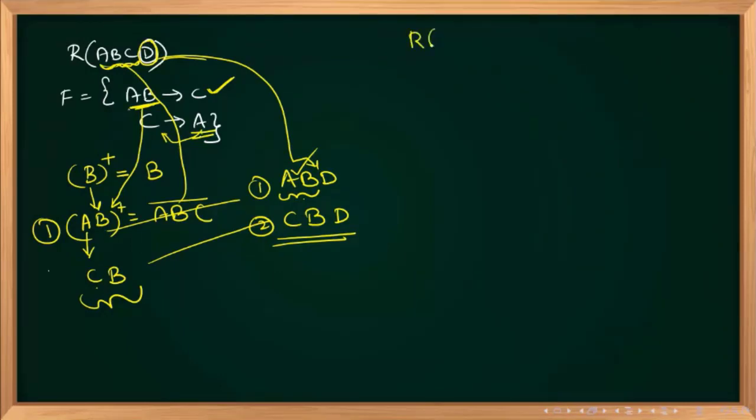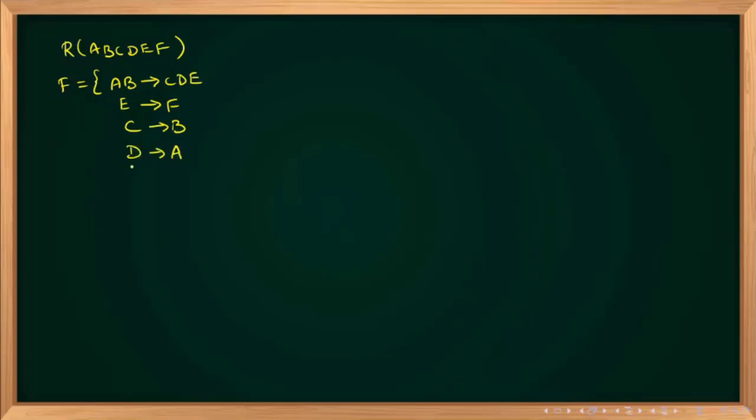Relation A, B, C, D, E, F. Write it down. Functional dependencies: A, B determines C, D, E. E determines F. C determines B. D determines A. And F determines D. Please tell the answer.